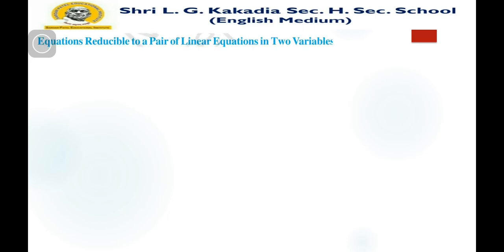So here, equations reducible to a pair of linear equations in two variables. Now let me learn how we can reduce a given complicated equation to a simple linear equation. First we take some example here, and we discuss how we can convert it into a simple form, that we are going to learn here.